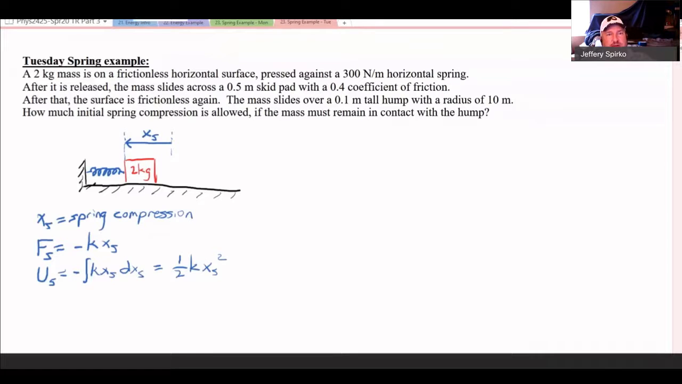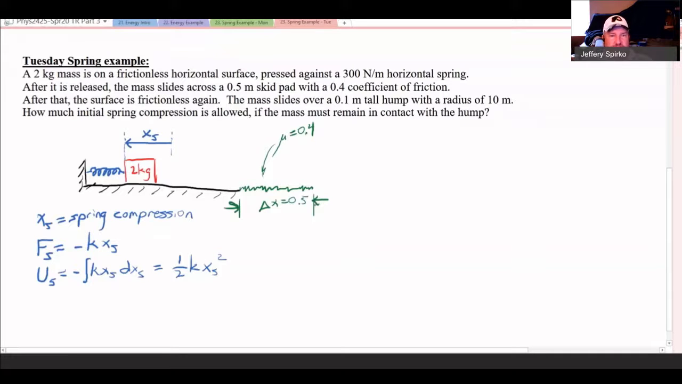So now going down the path here, this 2 kilogram mass is going to hit a rough patch. And here there is mu equals 0.4 and delta x equals 0.5. So that's going to go from there to there. I'll use outside arrows on that one because I didn't give myself enough space. And then after that, our thing is going to go over this little hump.